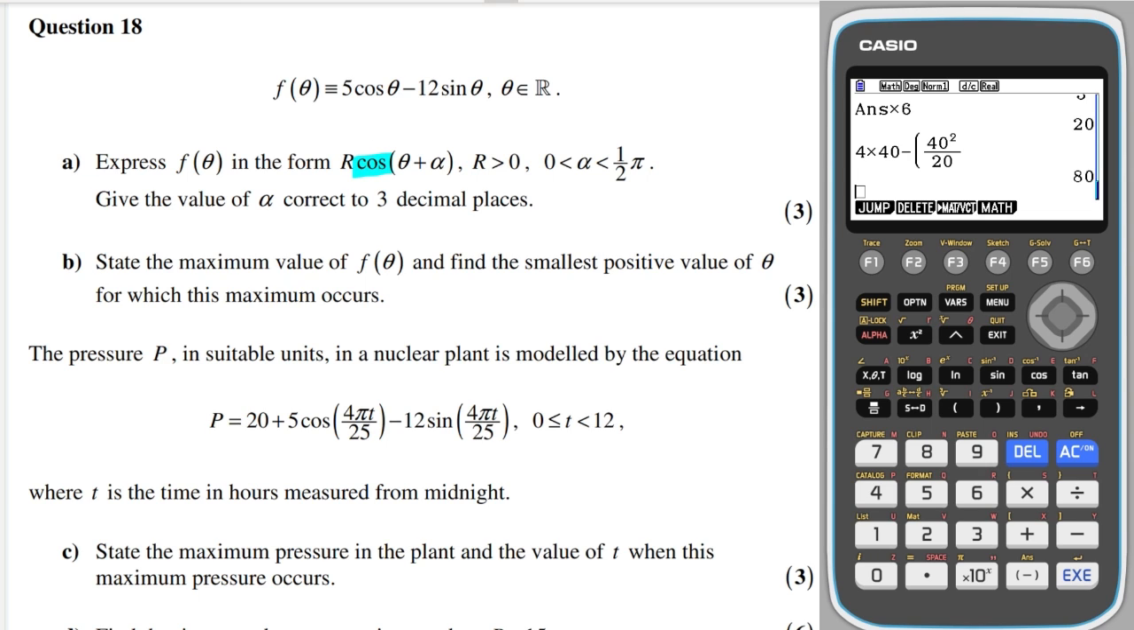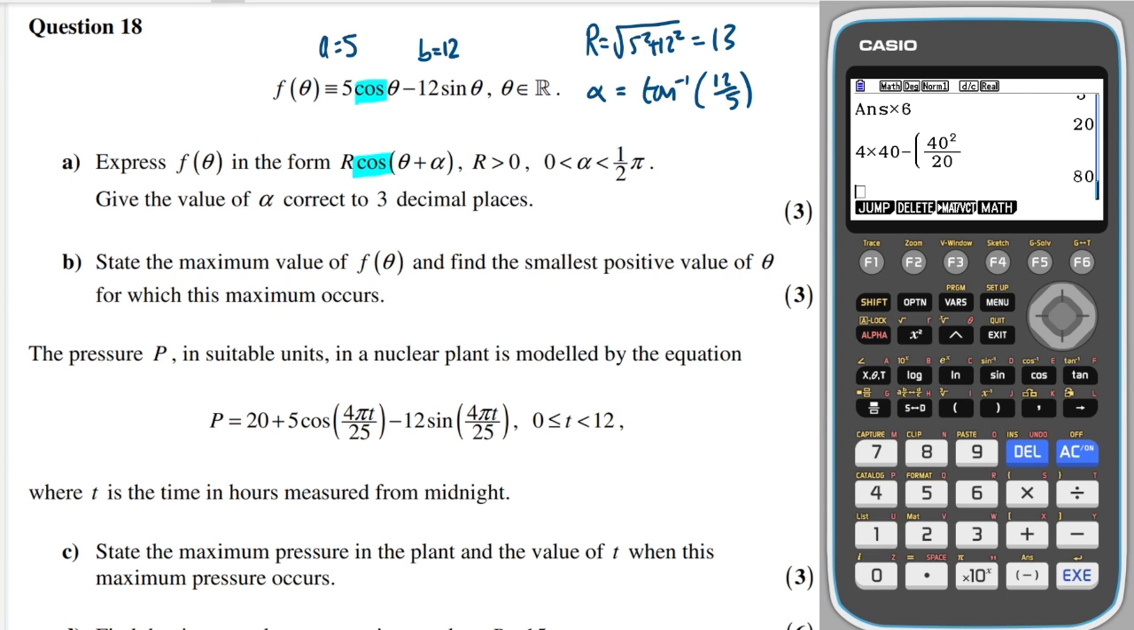So I'm just going to use my hack for this. Rcos means I look at the cos coefficient here and I label that one A. And I look at the sine coefficient and I label that B. And then all I do is I say that r is the square root of 5 squared plus 12 squared, which is 13, and alpha is equal to tan to the minus 1 of 12 over 5.